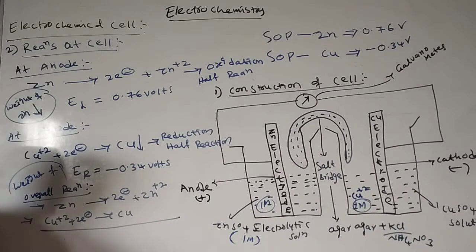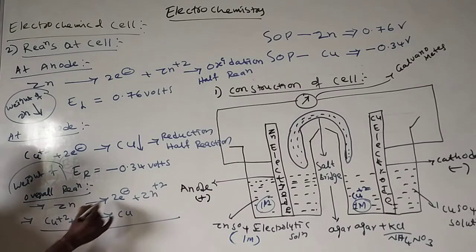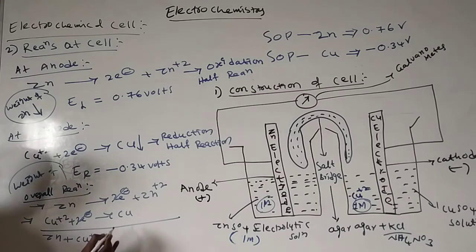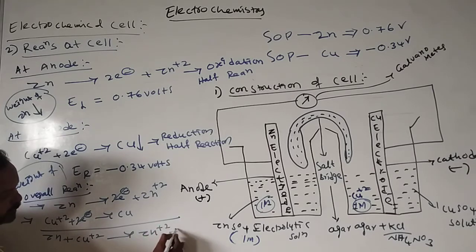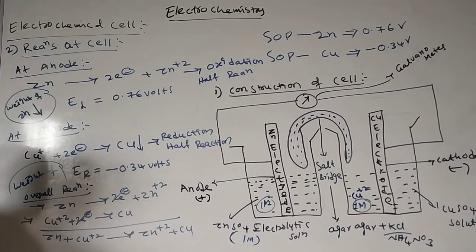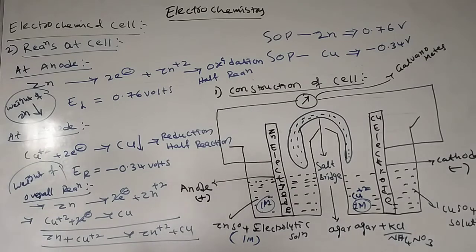What is the final reaction? Overall reaction. The 2 electrons get cancelled. Zinc plus Cu plus 2 gives rise to zinc plus 2 plus Cu. Okay, this is the overall reaction of the Daniell cell.